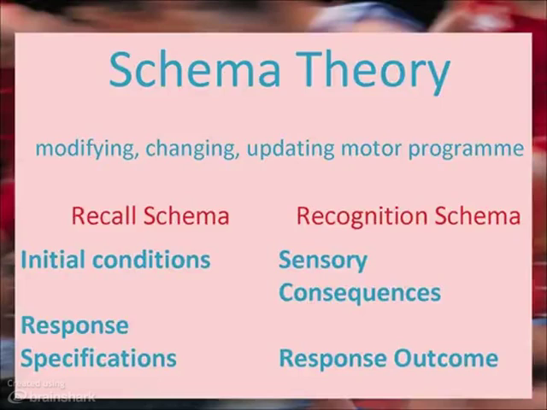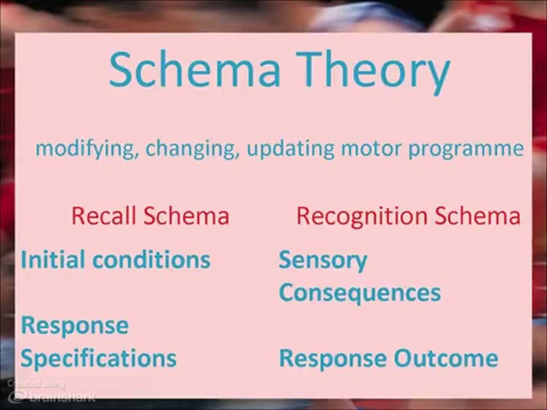Write down, it's divided into two areas, recall schema and recognition schema. You'll get a mark for that. You won't get one mark for just recall and one mark for recognition schema, but if you write both down, recall and recognition schema, you'll probably score a mark. You need to be using these key concepts. You need to be saying initial conditions and explain what they are. Give a sporting example. You need to be talking about response specifications. Say what that means. Give an example.